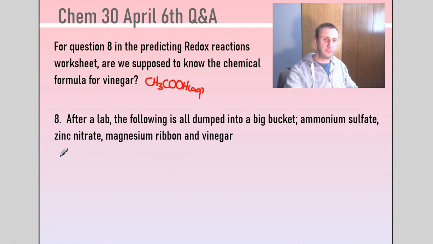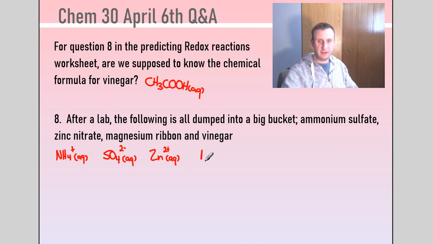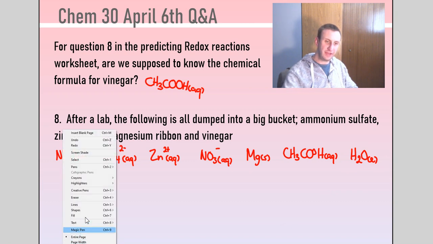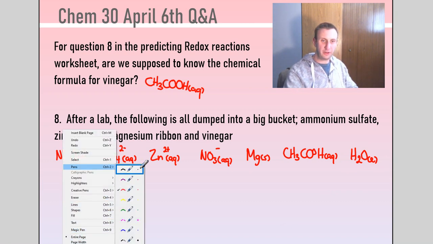So ammonium sulfate, right, means that I have NH4 positive aqueous and I have SO4 2 minus aqueous. I've got zinc nitrate, which means that I have Zn2 positive aqueous and NO3 minus aqueous for nitrate. Magnesium ribbon means that I have Mg solid. And then I've got vinegar, so CH3COOH aqueous. And then, of course, I always have water, H2O liquid. So now that I've got this stuff, I can figure out what my OA and my RA is.